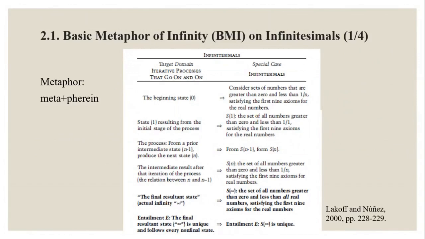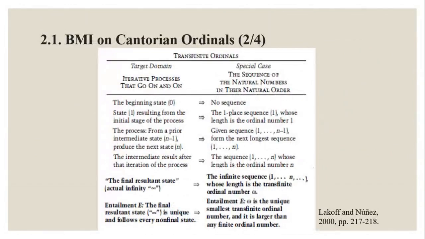When it comes to the Cantorian ordinals, let me pass to the next slide. We have a similar structure. We have a beginning state, and we have a process that goes on and on infinitely many times, and we have a final resultant state. This is the basic way that they explain infinities in general. What I'm talking about is their basic metaphor of infinity, and we have different types of infinities exemplified here, and the difference is the infinitely many steps they all contain.